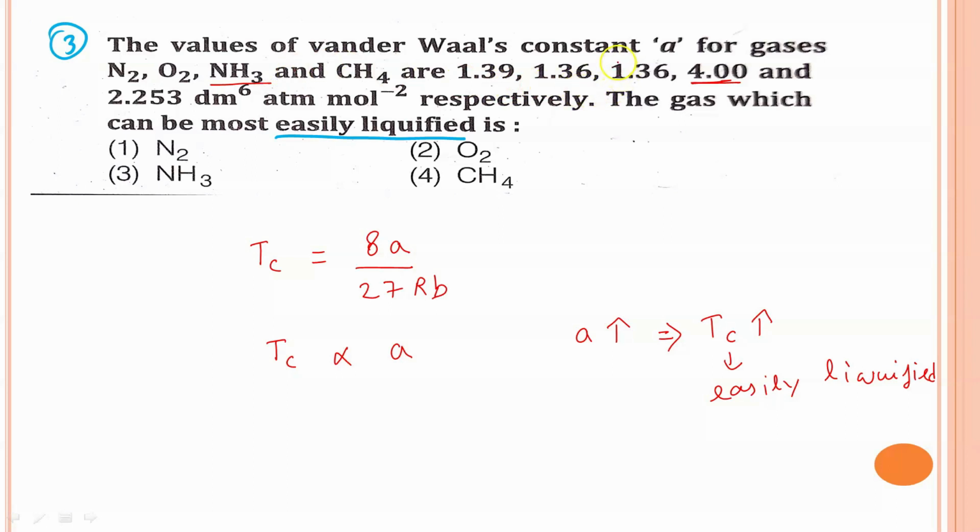Here 1.36 is written 2 times, so we can cut 1. So this 4 is for NH3. So this is the higher value of A. So NH3 will be the gas that can be easily liquefied. So from the given options, option third is correct. Now let's move to the next question.